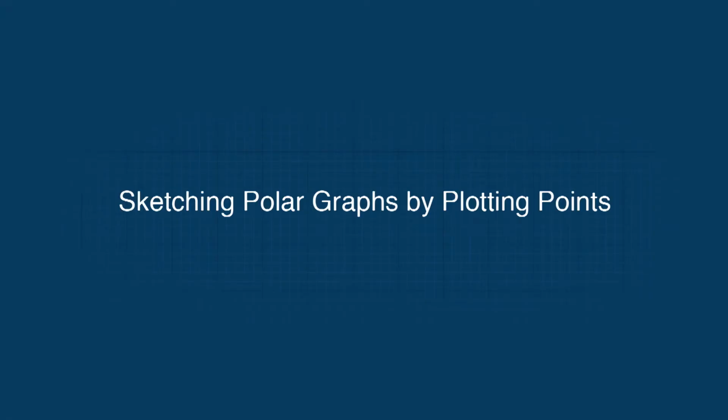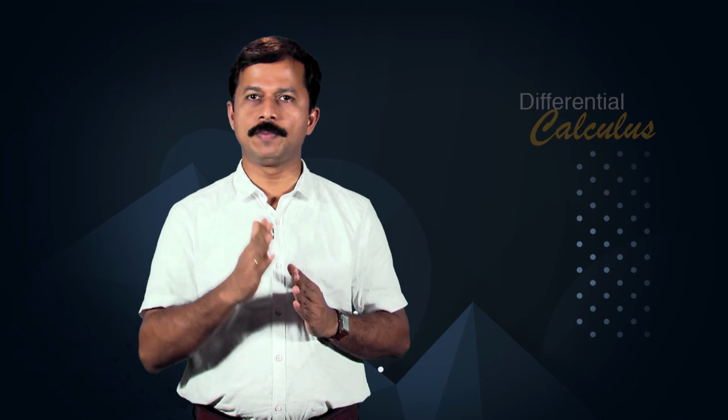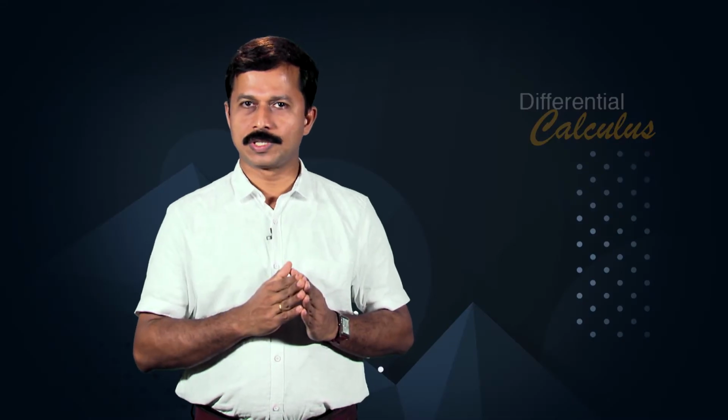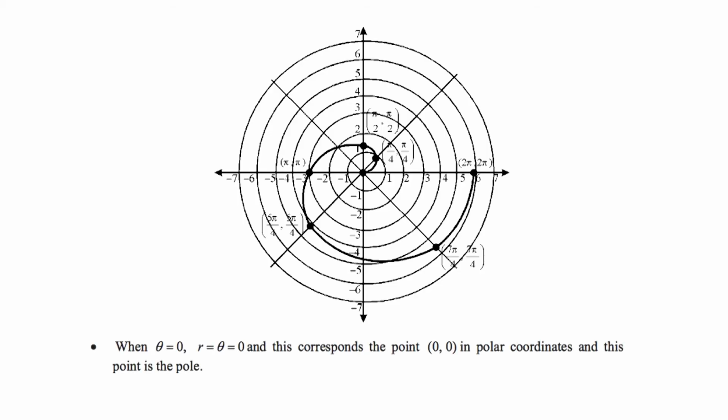Sketching polar graphs by plotting points. We now consider an example where we sketch the graph of the polar equation r = theta, where theta is greater than or equal to 0, by plotting points. We first note some points on the curve. When theta = 0, r = theta = 0 and this corresponds to the point (0, 0) in polar coordinates, and this point is the pole.